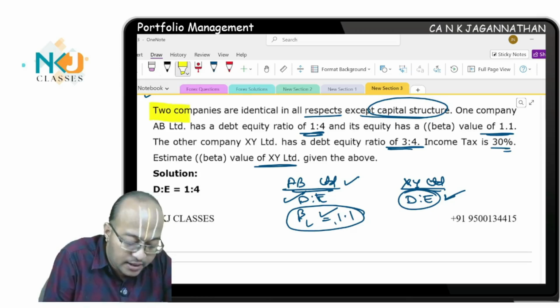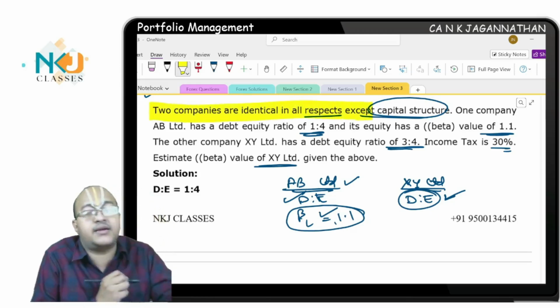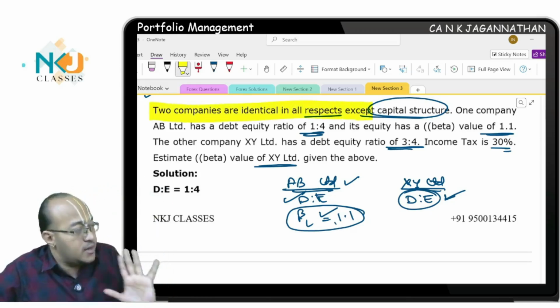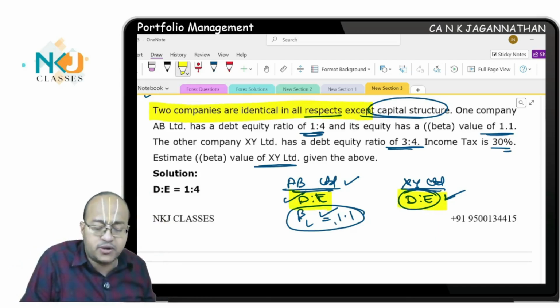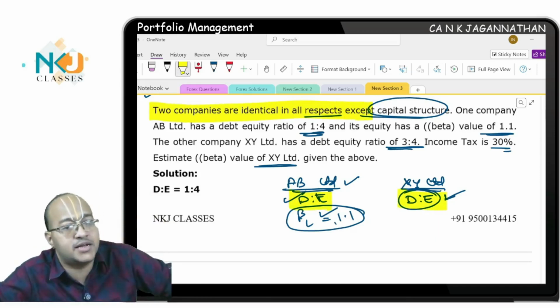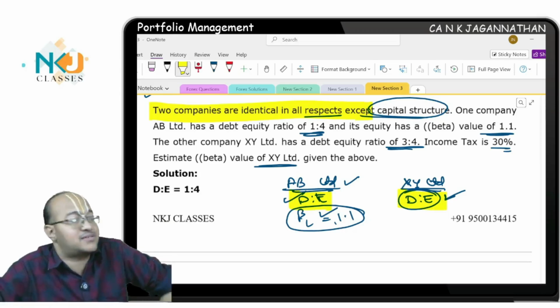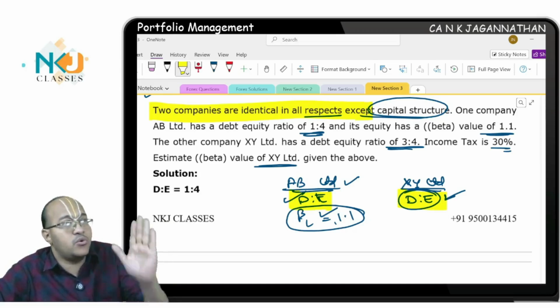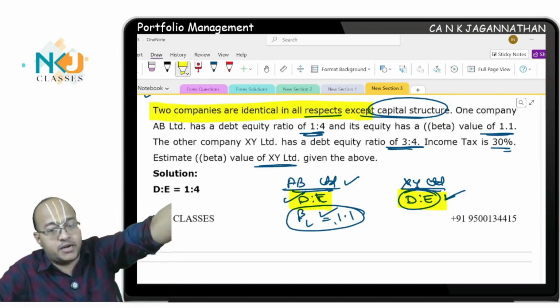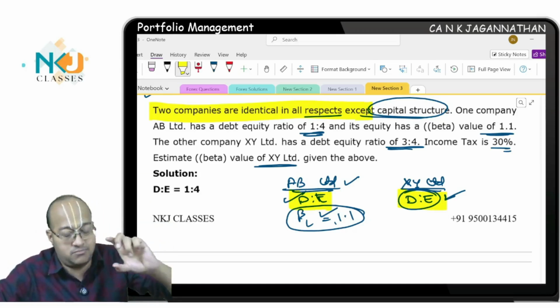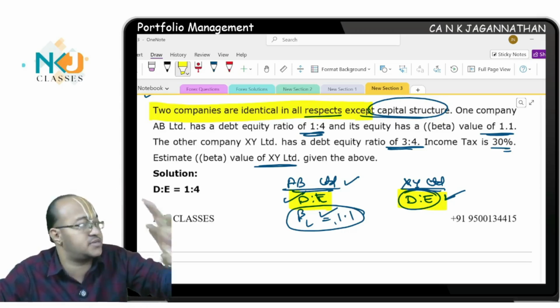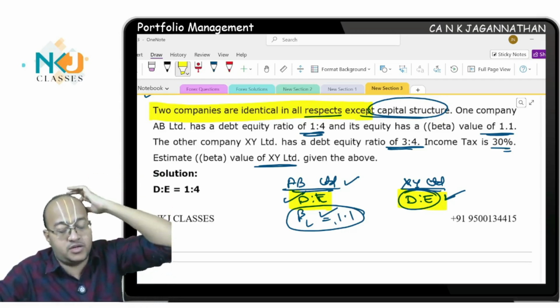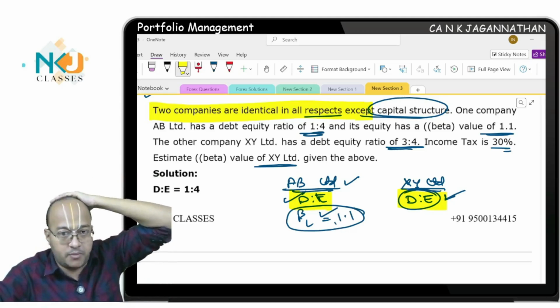The question is saying two companies are identical in all respects except capital structure, which means the debt equity ratio is different between these two companies, but all the other aspects will remain the same, which means the business risk, the total asset beta will be the same. Hence, if we unlever this, you will get the asset beta. If you unlever, you will get the unlevered beta. The unlevered beta will be the same for these two companies. Are you listening to what I am trying to say?